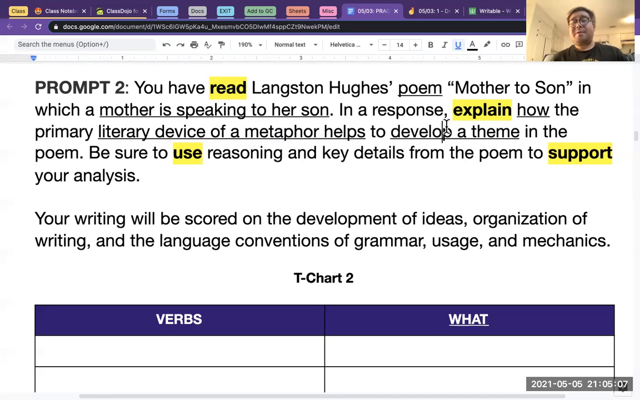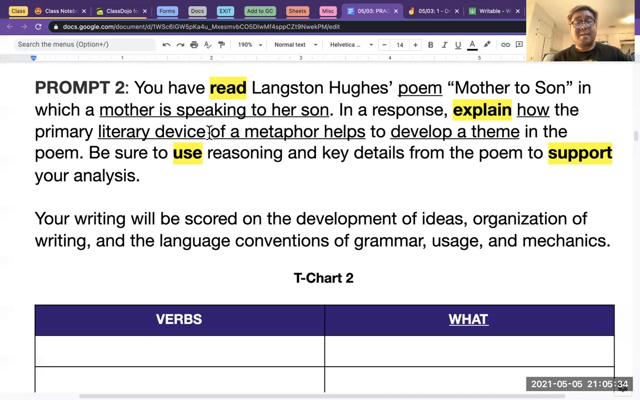All right? So you should know at this point what a metaphor is and what a theme is. But even if you forgot or you didn't know, just make your best guess, all right? It's important to know what word we need to underline, like if it's a what, a how, a when, or a why. What are we explaining? And then just take your best guess as to what you will be explaining.